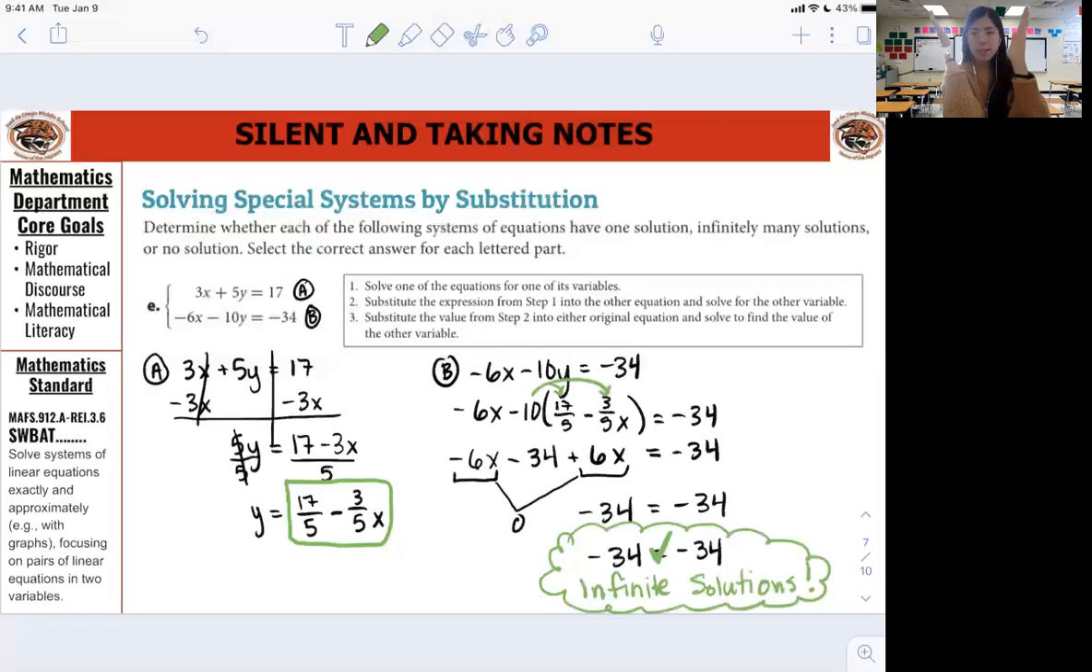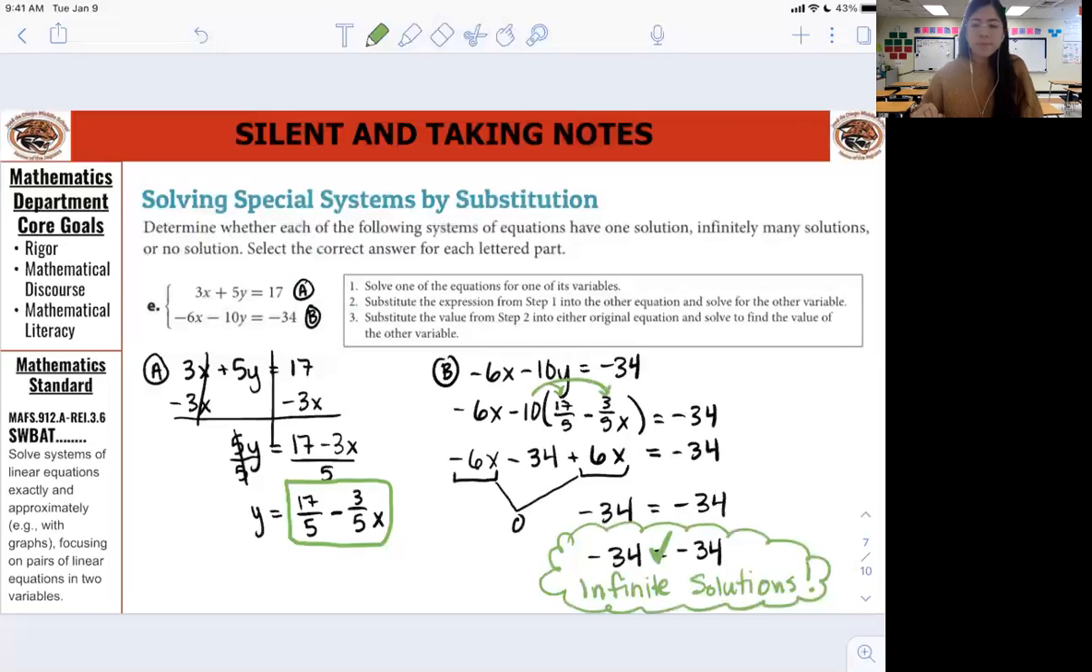So those are the 3 examples. If they are 2 different lines, they cross one time, they have one solution. If they're parallel, what does that mean about the 2 lines? What is the same on them? Their slope. They have the same slope. If they're parallel, that's no solution. And if they're the same exact line, same slope, same y-intercept, same everything, they're on top of each other, that's infinite solutions. And that's what this looks like when you're actually doing things algebraically.